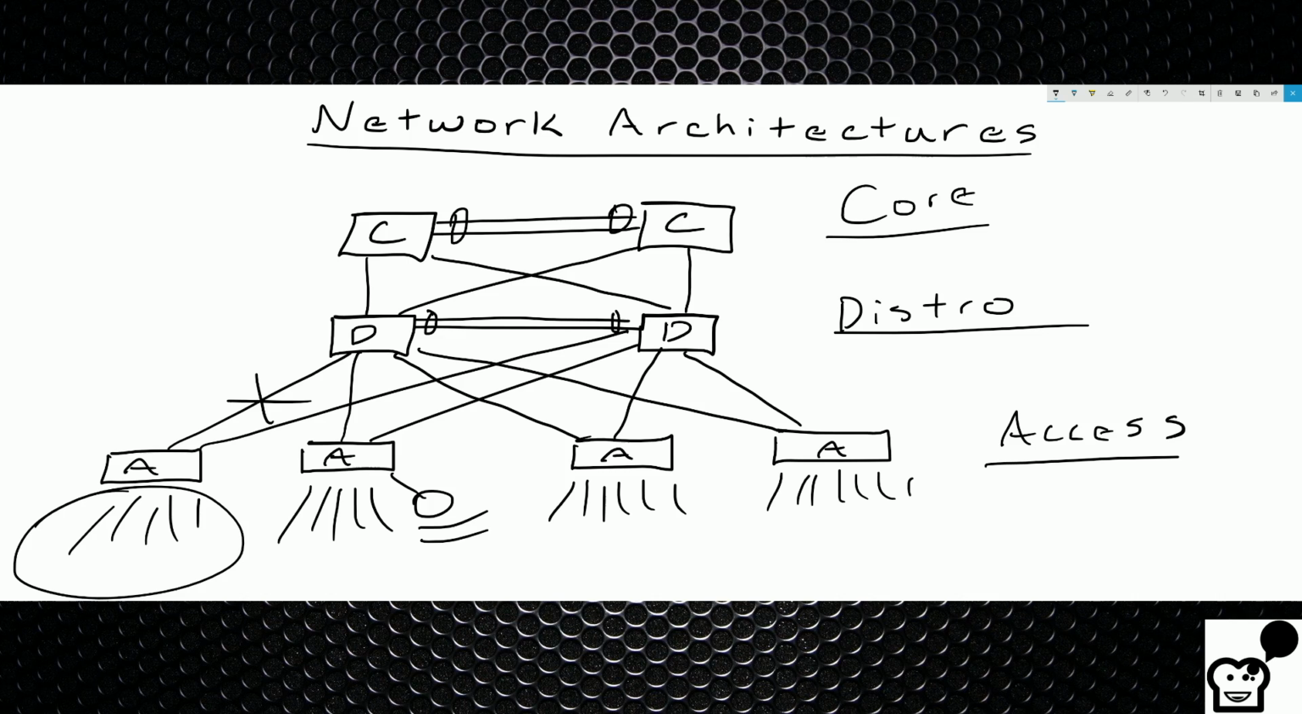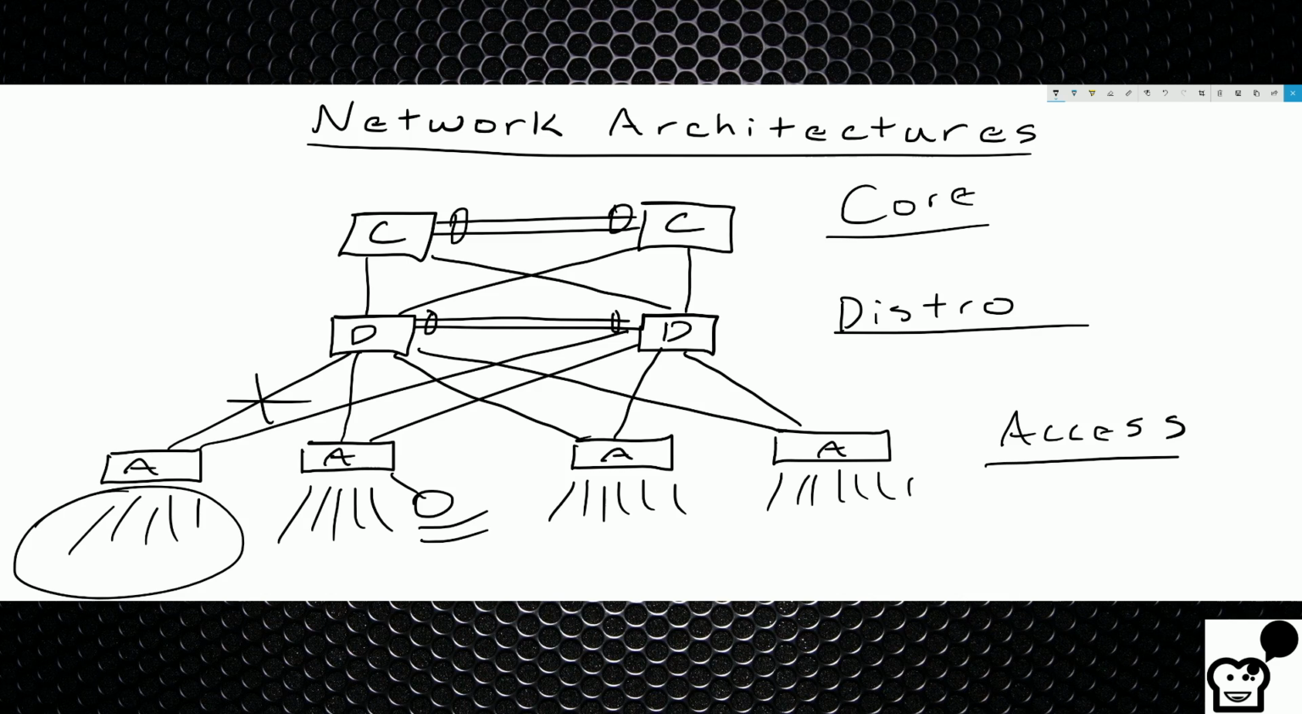Your firewalls will probably be set up here in the distribution layer. And if you're redistributing between routing protocols, then that's probably going to happen at your distribution layer. Distribution, its number one role is to aggregate all the access switches, and its second role is to do all of the security and all the services that you need down at the access layer.